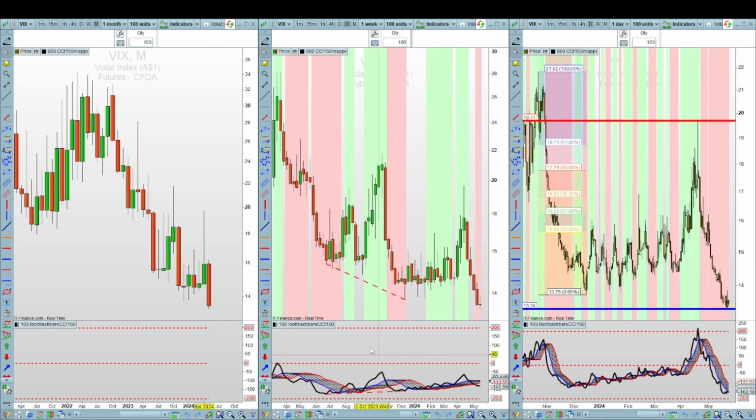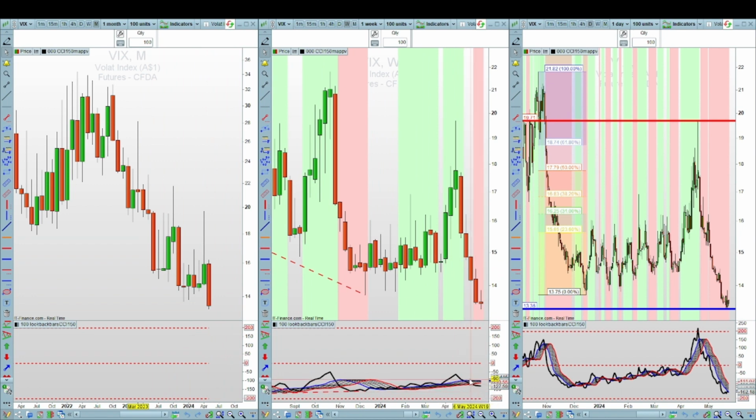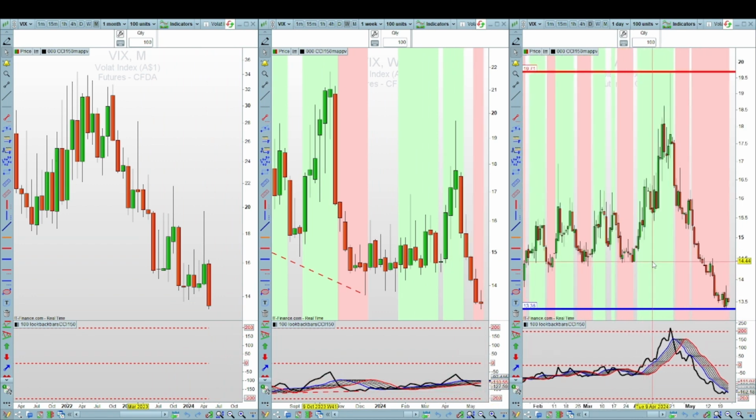So first looking at the VIX, on the monthly there is no CCI 150, but on the weekly we've got a bearish signal. You can see it's broken down through the moving averages. And on the daily it's been in a decline for some time, along with the CCI 150 below its moving averages as well.